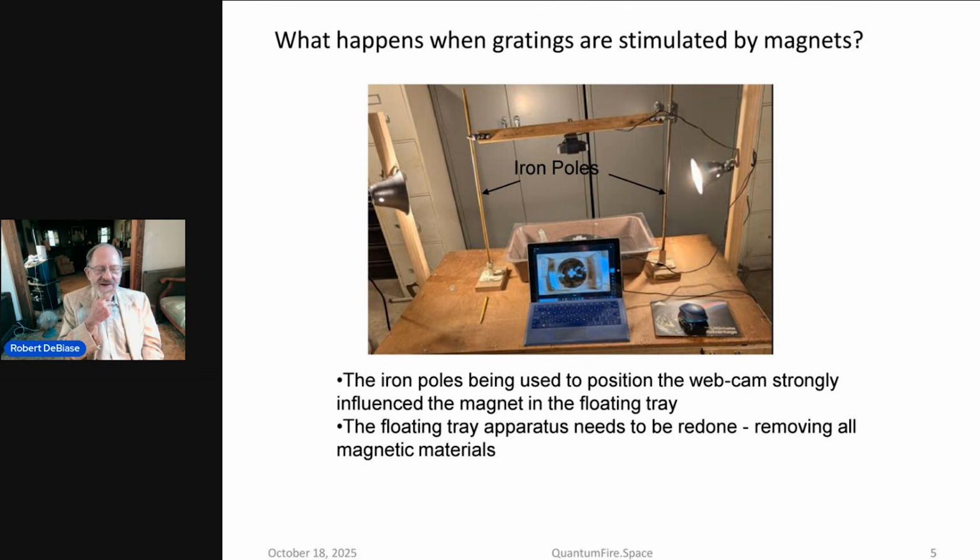And my collaborator, Dr. Ludwig, says, you've got these iron poles there. You ought to test it with the magnets alone. So I did. They also zipped around, but they came to rest at the 270 degree position. So there's definitely a difference between the magnets with the gratings and without the grating.